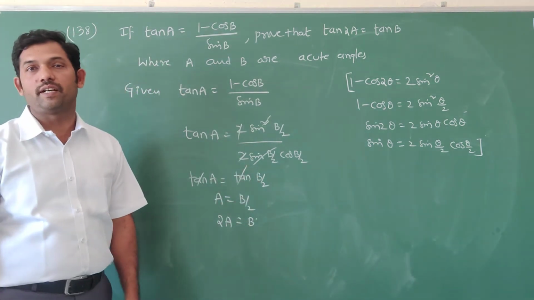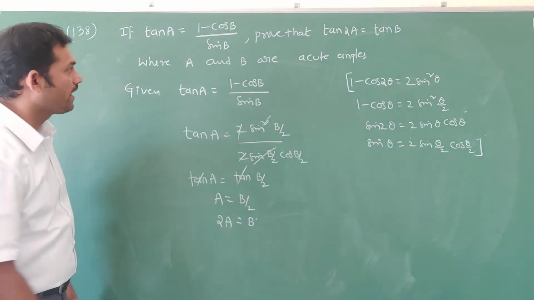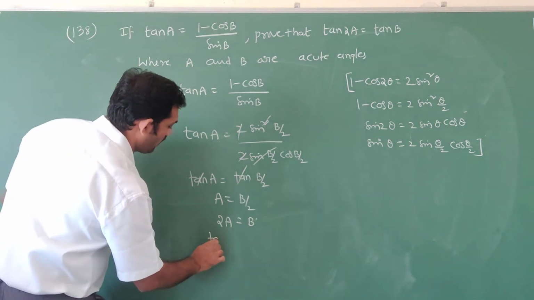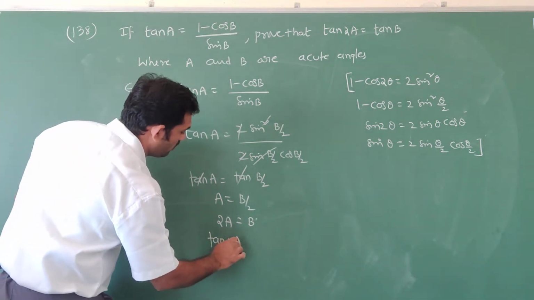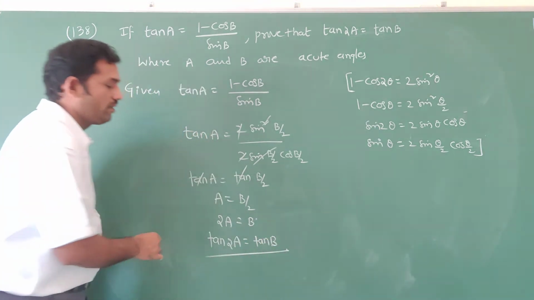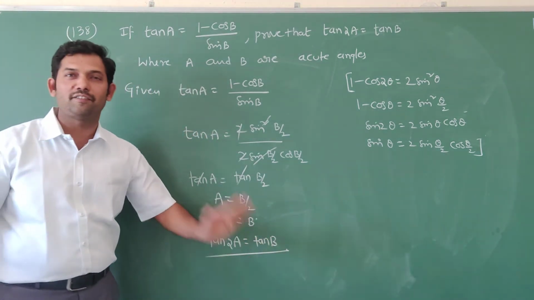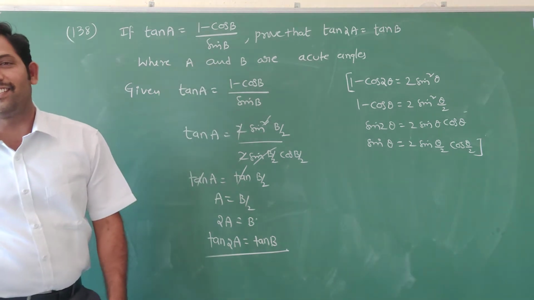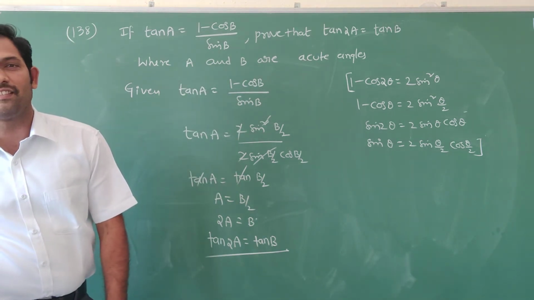Cross multiplication, so again applying tan on both sides. What happens? Tan 2A equal to tan B. So that is our solution. Note down fast.